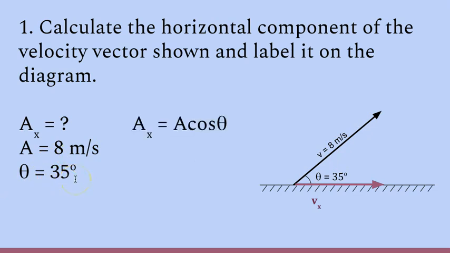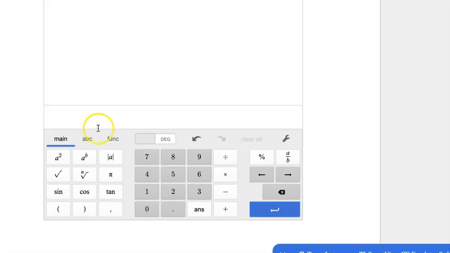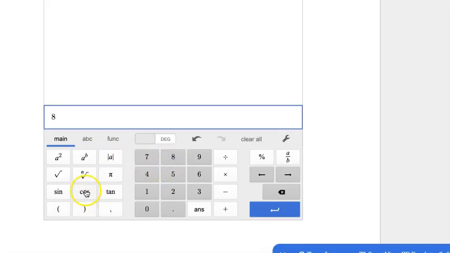I'm writing down my formula, I'm plugging in my numbers, and you need to type this into your calculator exactly as you see it here. So 8 cosine 35. And my answer is 6.55.